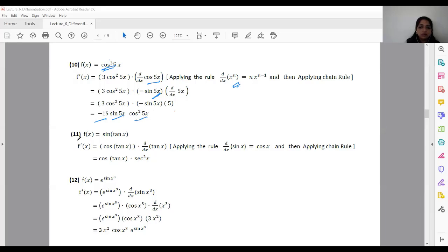Dear students, for example 11, sin tan x. This tan x is our theta. Our function is sin, so the derivative of sin is cos. Theta remains the same, so we have tan x. And then applying the chain rule, d by dx of tan x is sec square x. So cos tan x into sec square x. Actually, here d by dx of this theta, that is x, with respect to x is 1, so no need to write this step.